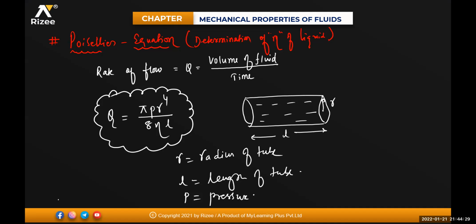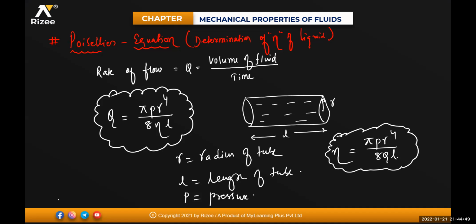Clear, beta? Is that clear? That means from this one I can write the coefficient of viscosity formula. Eta will be equal to pi P r to the power of 4 divided by 8 Q L, isn't it? This is your coefficient of viscosity relation. Clear, beta? Is that clear? Any doubt in this one?